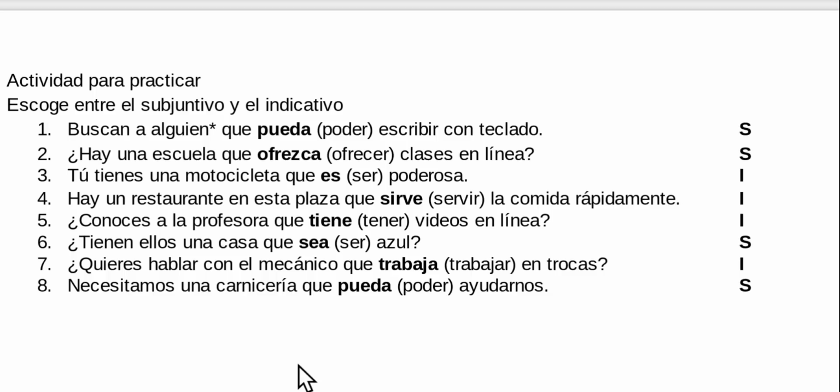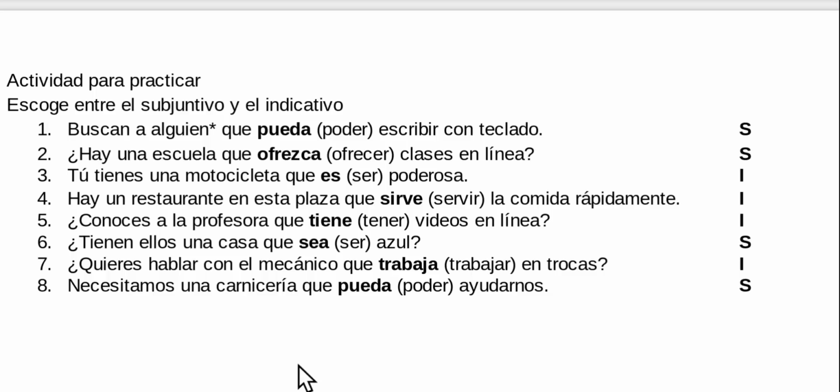Number 2 is a question. Is there a school that offers online classes? So I don't know if that school exists or not. So I'm going to put that into the subjunctive. The O form of ofrecer, by the way, is ofrezco with a ZCO, and that's why I put the ZC in the subjunctive.